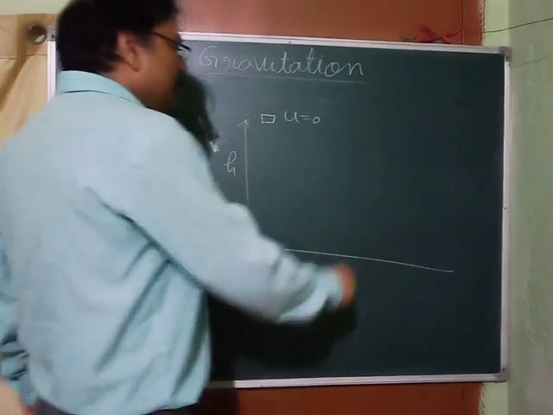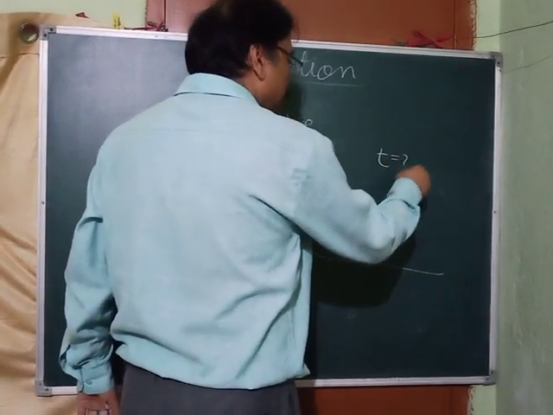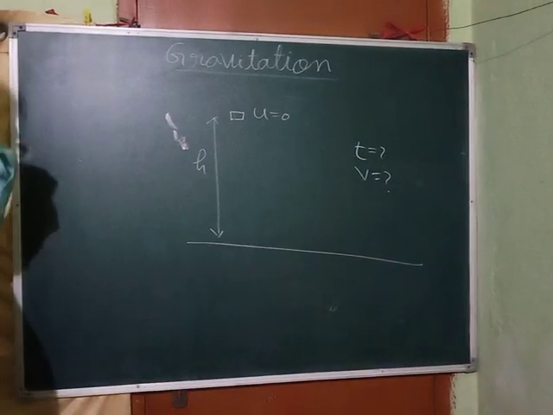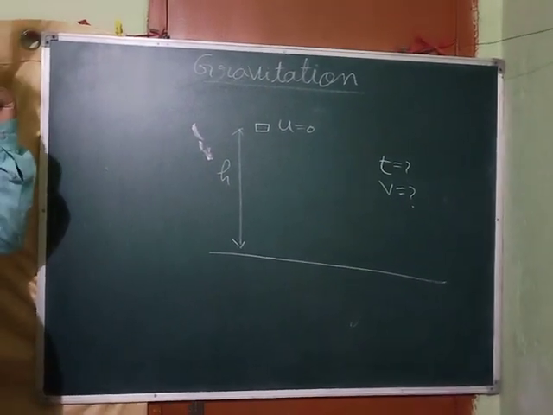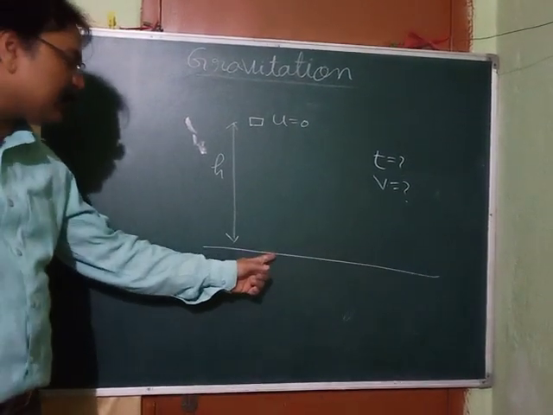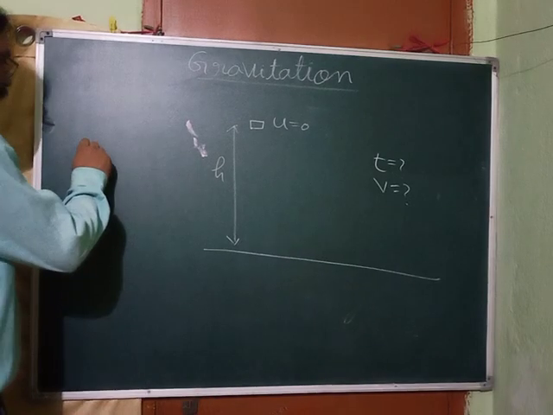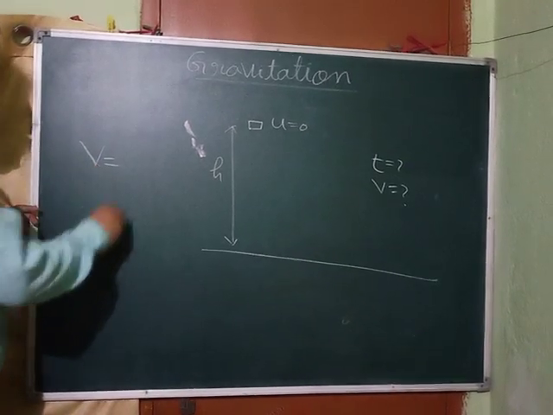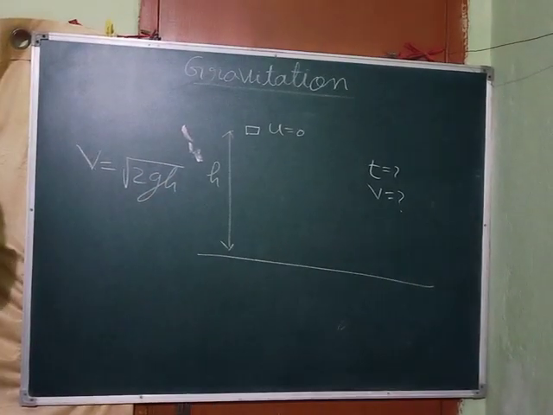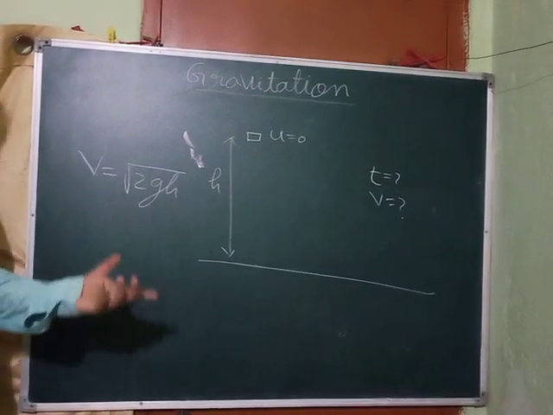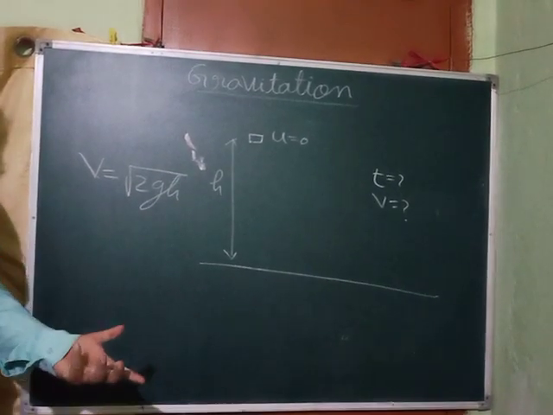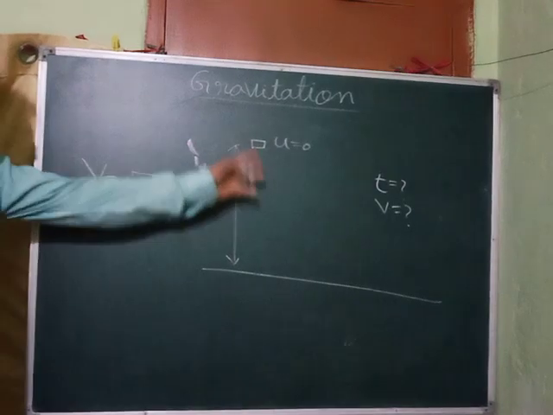Now, the question is how much time it will take to hit the ground. First thing, we want to find out the time. Second thing, we want to find out the velocity. Now, my dear children, when a body is released from height h, then the velocity with which it hits the ground is given by v = root 2gh. Okay, 2 is a number known to you, g is known to you, only h is given. You can find it very easily. You require only h to find the velocity with which it is hitting the ground.